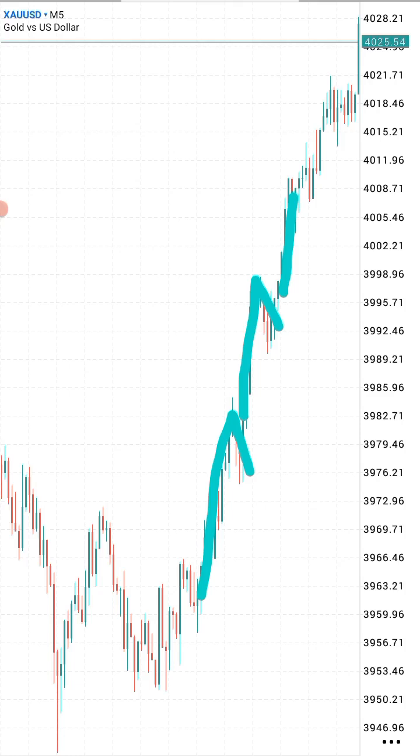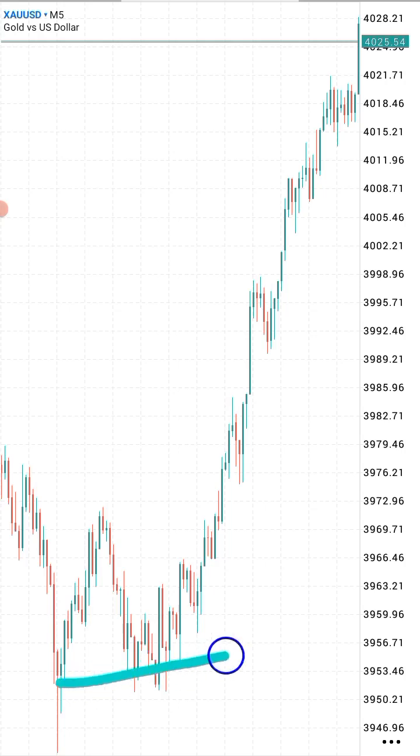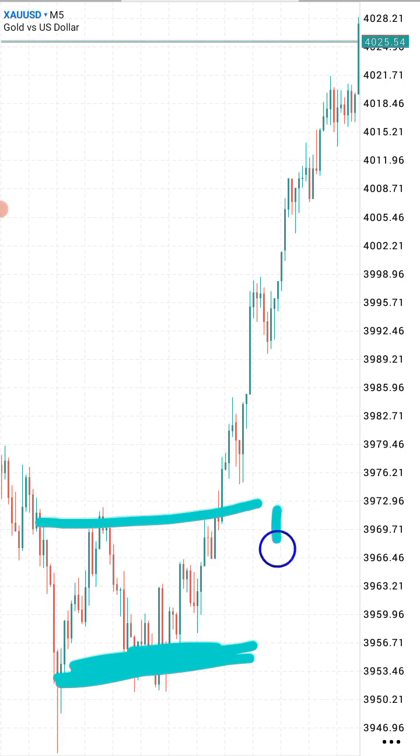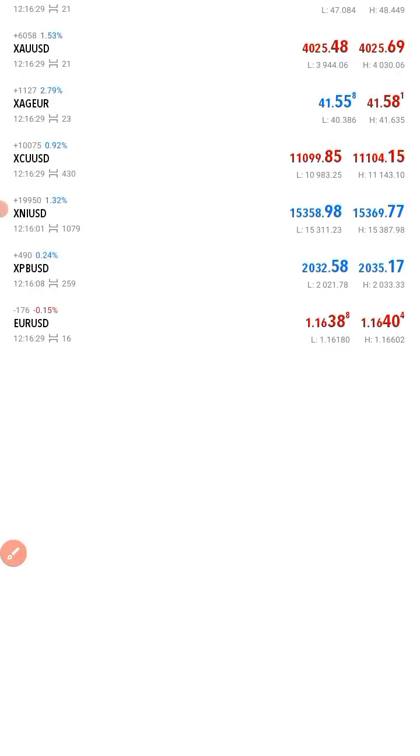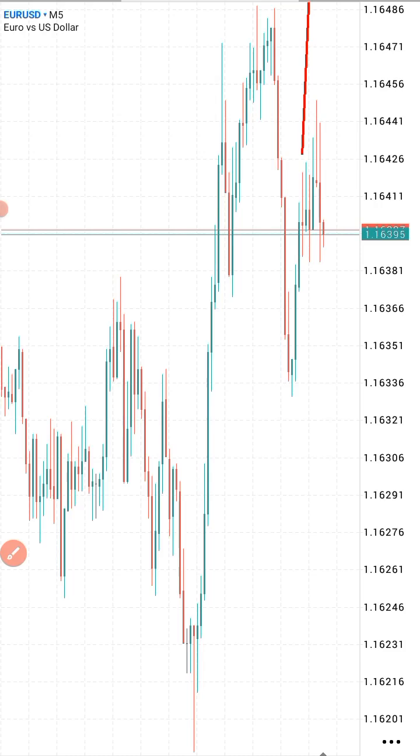Now, I want us to look at momentum and break of structure. I want us to understand that not all breaks of structure are equal. Now look at this break of structure, it is actually equal. Look at it here. It's actually equal. But now let's look at Euro USD. You discover that the break of structure is not equal.